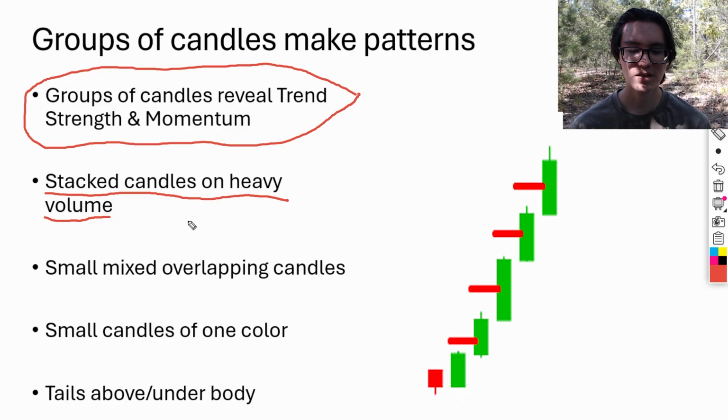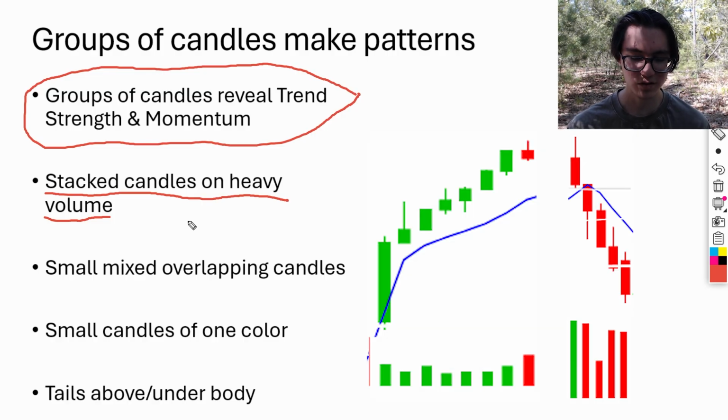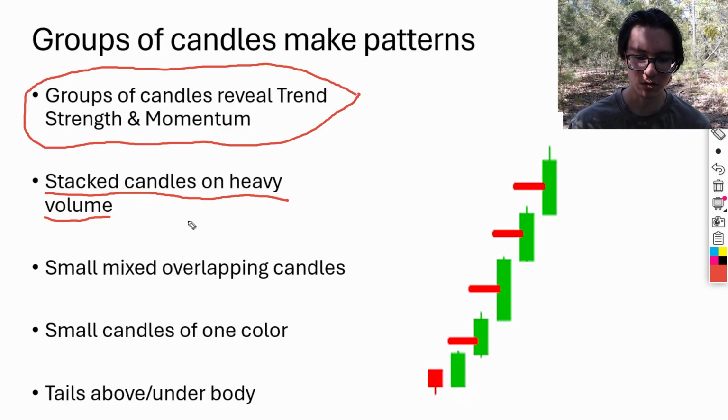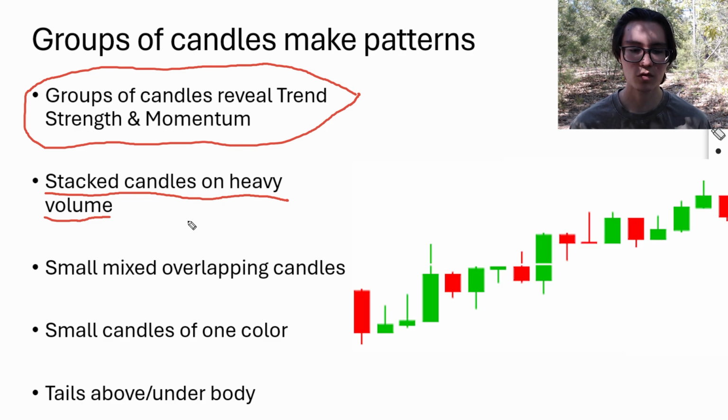Now, I don't want you to misidentify what the stacked candles pattern is. This right here isn't stacked candles, and this isn't either. Stacked candles is a very specific pattern, where you see candles of one color on heavy volume and little retracement. So that is the stacked candles pattern. For the next pattern, we have mixed overlapping candles.